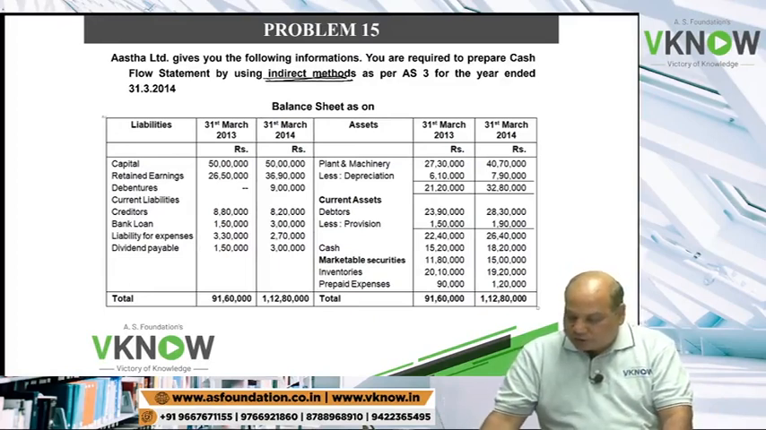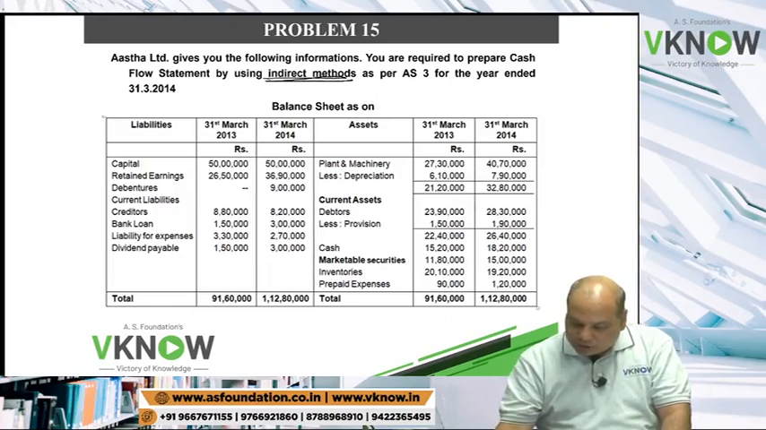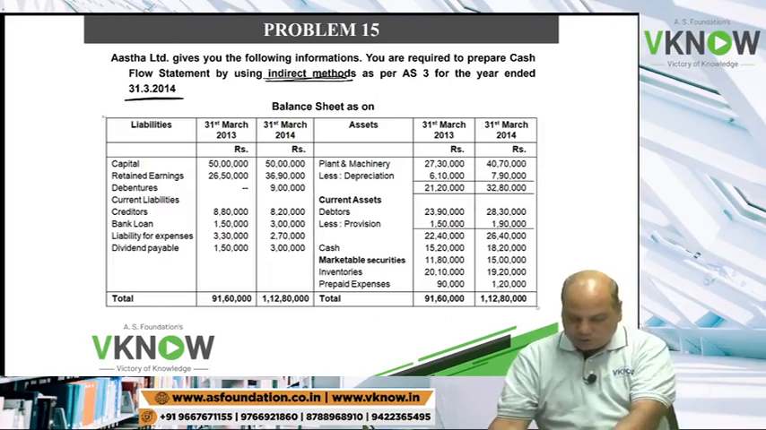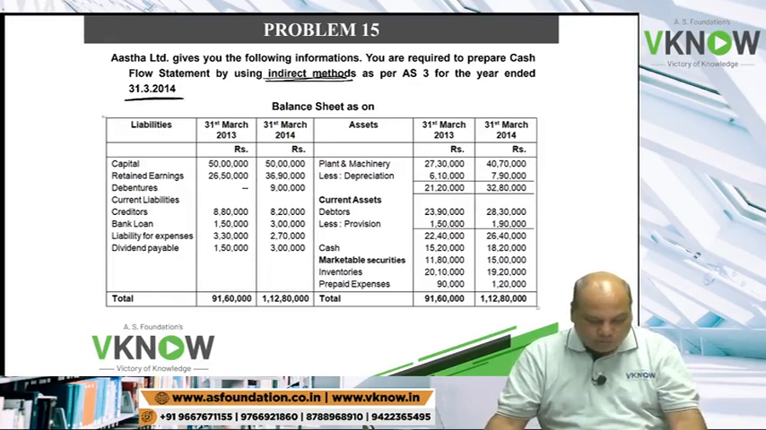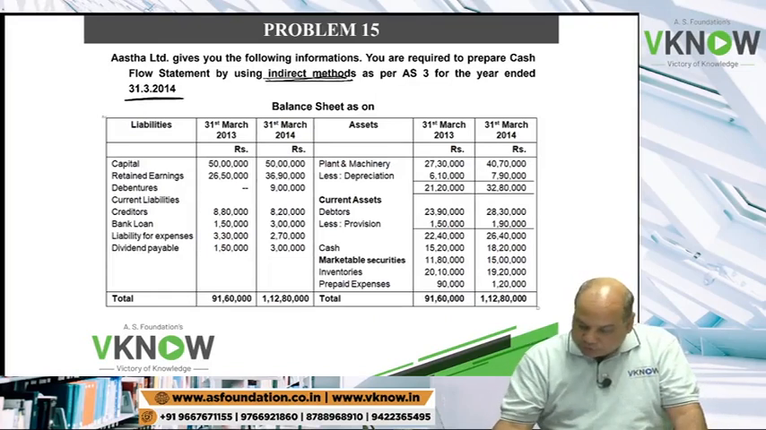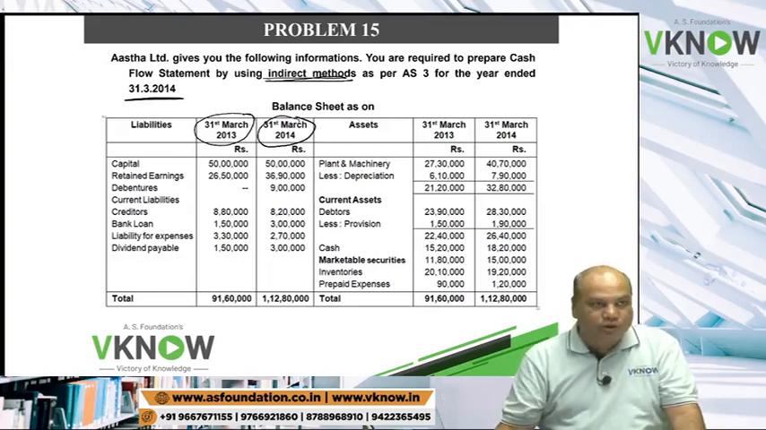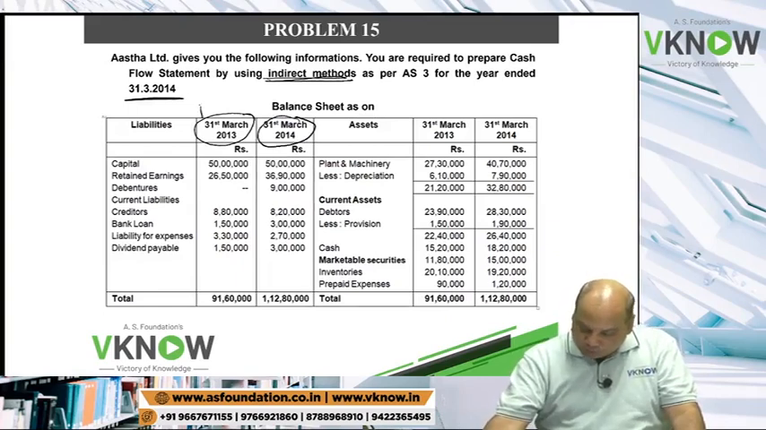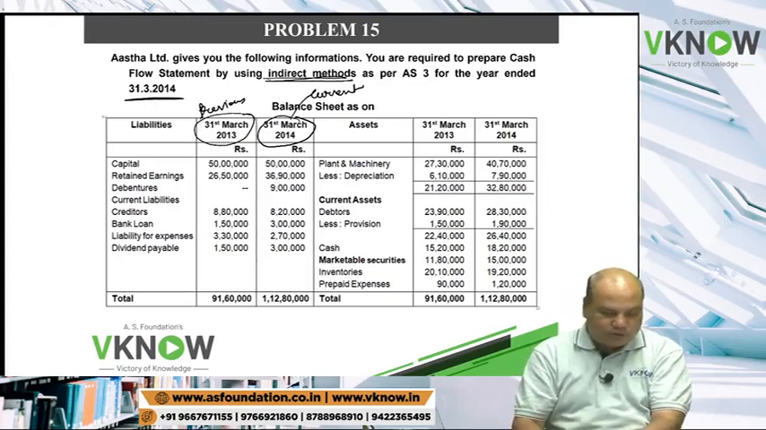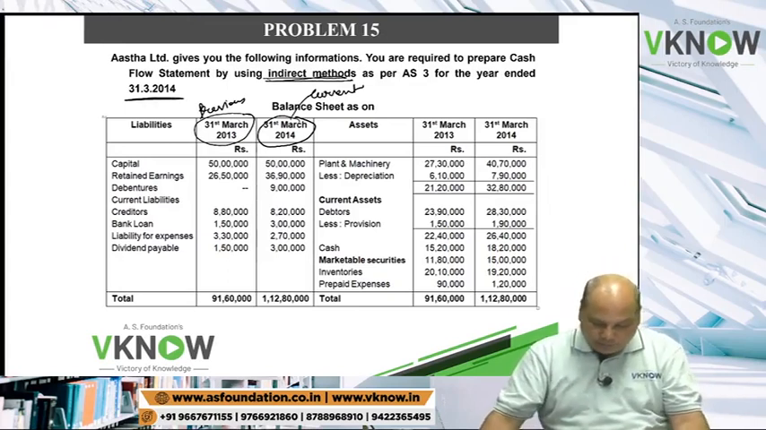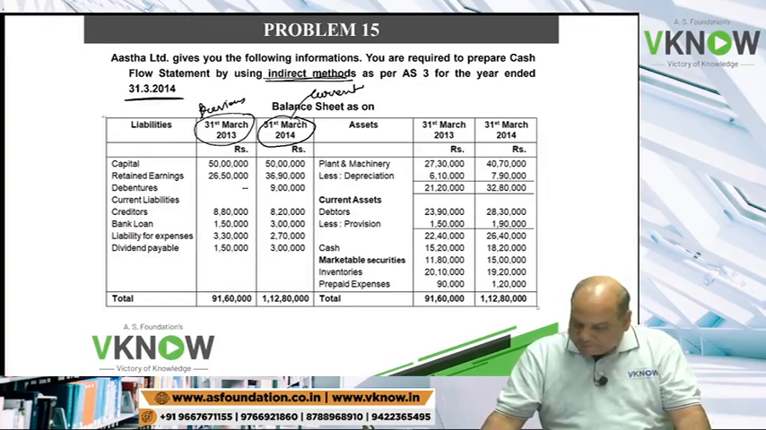As per AS 3, for the year ended 31st March 2014, balance sheet as on 31st March 2013 and balance sheet as on 31st March 2014. This is previous year and this is current year. Come to the next line.